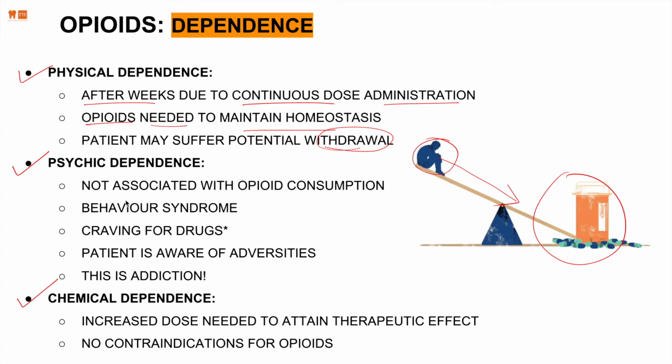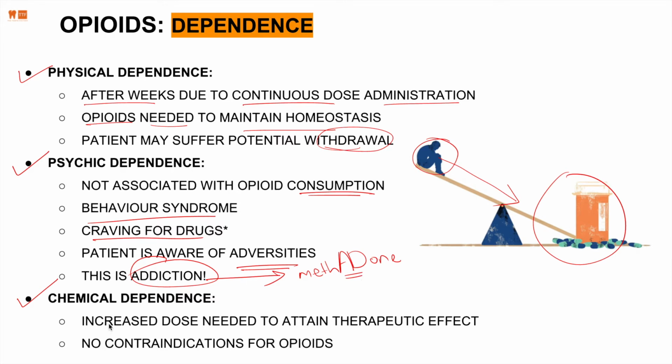Psychic dependence? Not really associated with opioid consumption. It's just a behavioral syndrome when we're craving the drugs. The patient is aware that there are bad effects that happen when taking this drug, but they will still do it, and that's what we call addiction. Remember, just as a little revision note, addiction is treated by methadone.